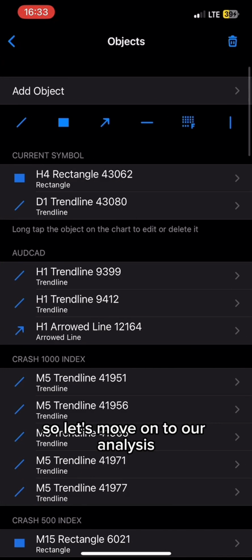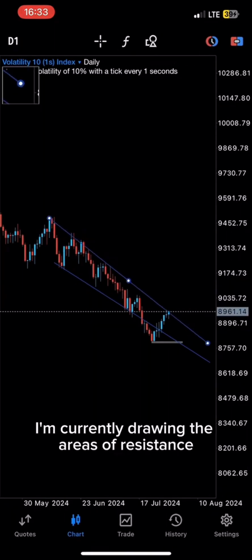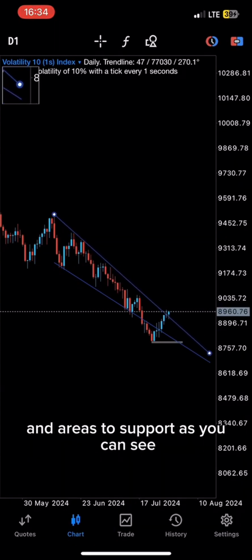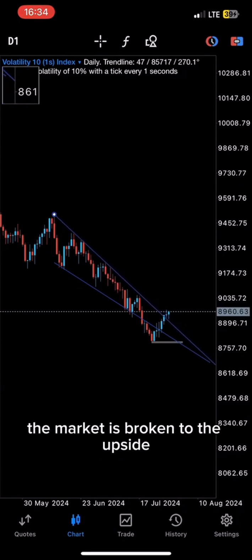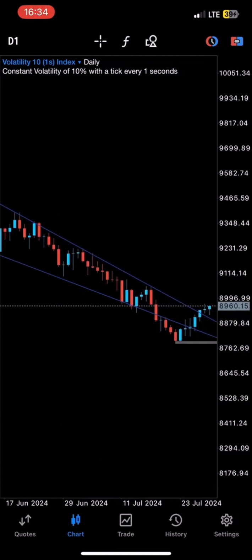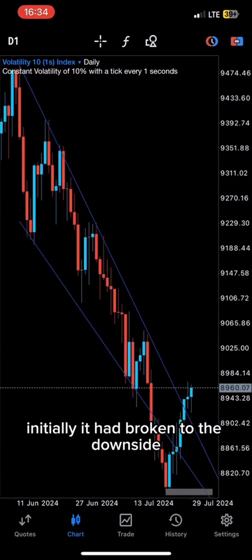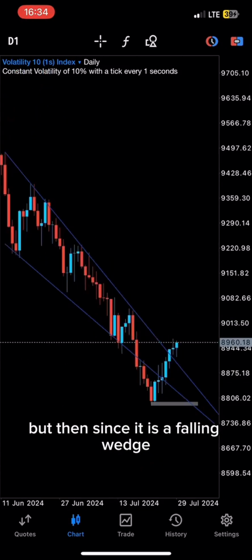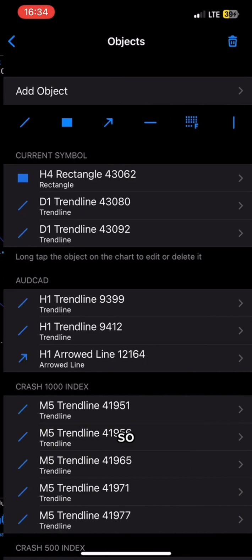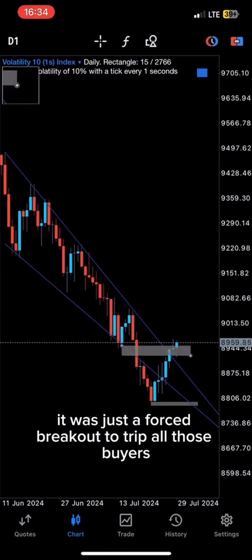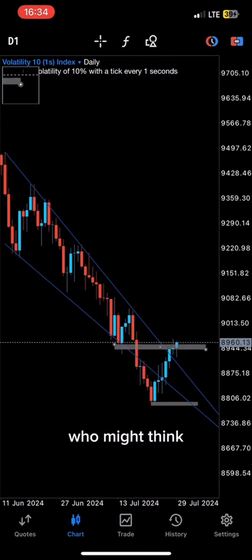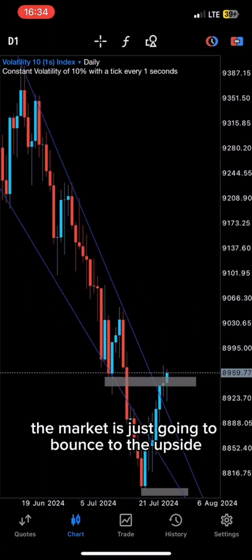So let's move on to our analysis. As you can see, I'm currently drawing the areas of resistance and areas of support. As you can see, the market has broken to the upside. Initially it had broken to the downside, but since it is a falling wedge, usually it breaks to the upside. So it was just a false breakout to trap all those buyers who might think the market is just going to bounce to the upside.